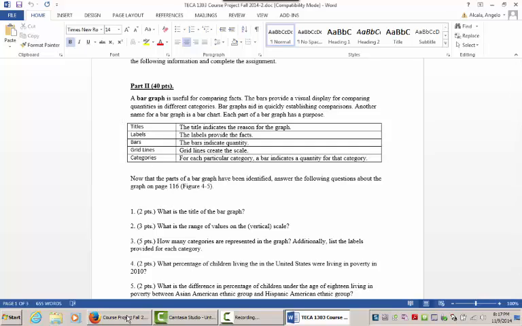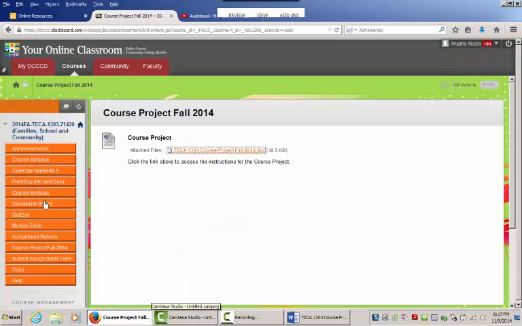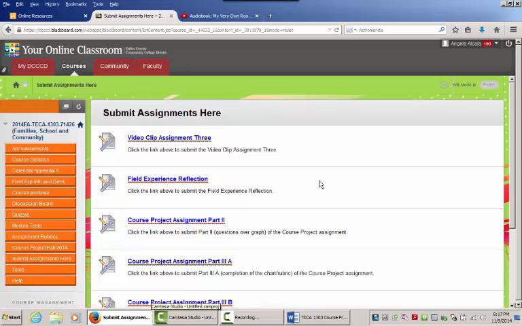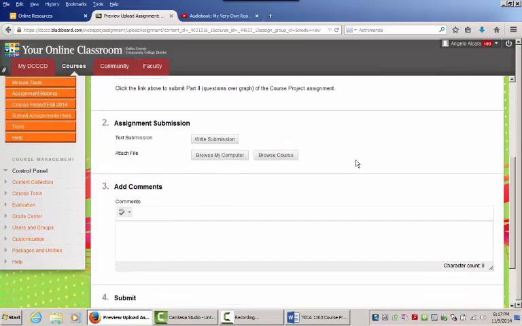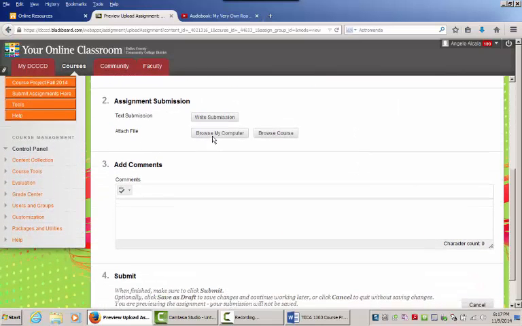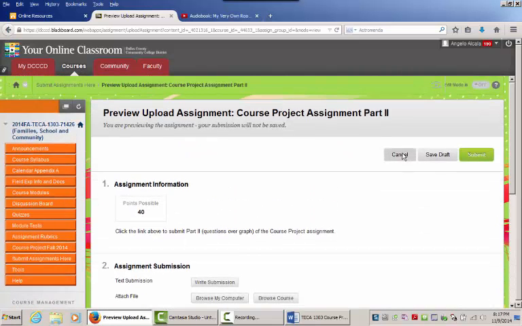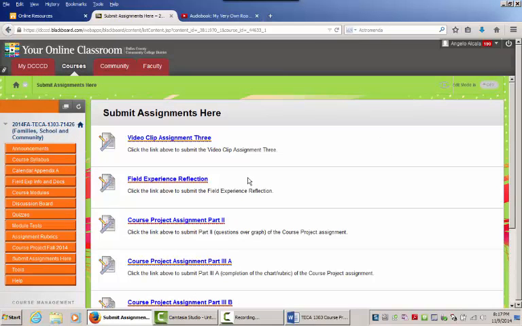All right, after completing that, go to submit assignments here. Again, please type that information and go to course project assignment part 2. Remember, part 1 was just reading. Part 2 is looking at the graph and answering questions about the graph. And you will attach by going to browse my computer and then attach the document. Okay, so this particular course project can be completed in phases. It doesn't necessarily have to be completed all at one time. Again, you have till December the 5th.